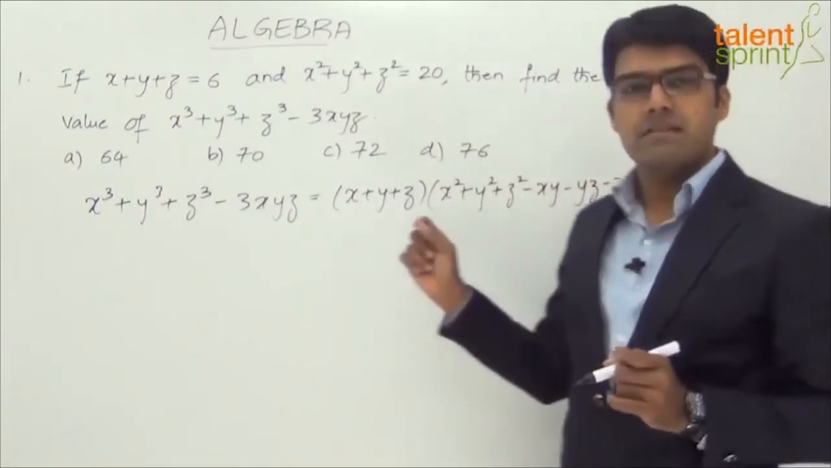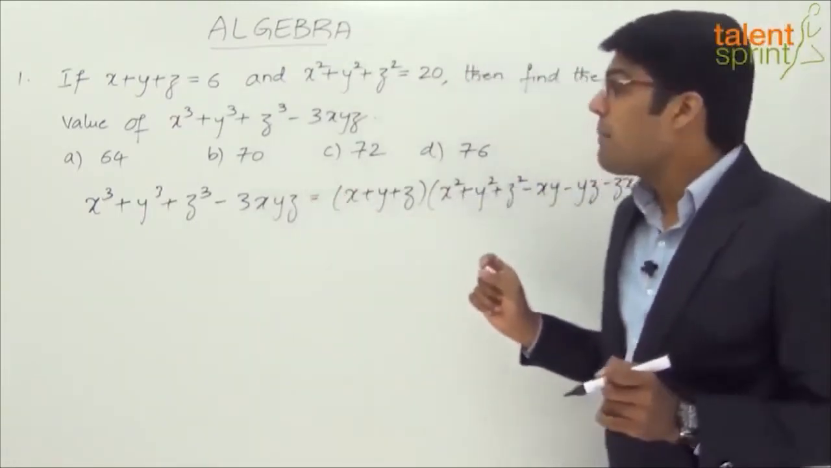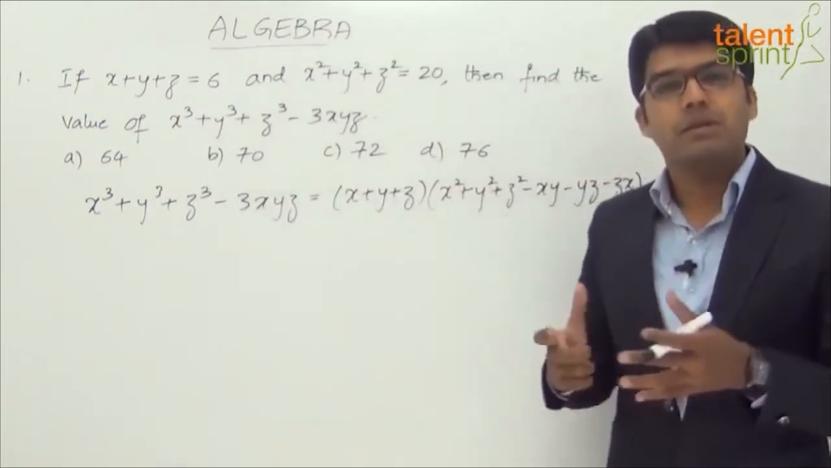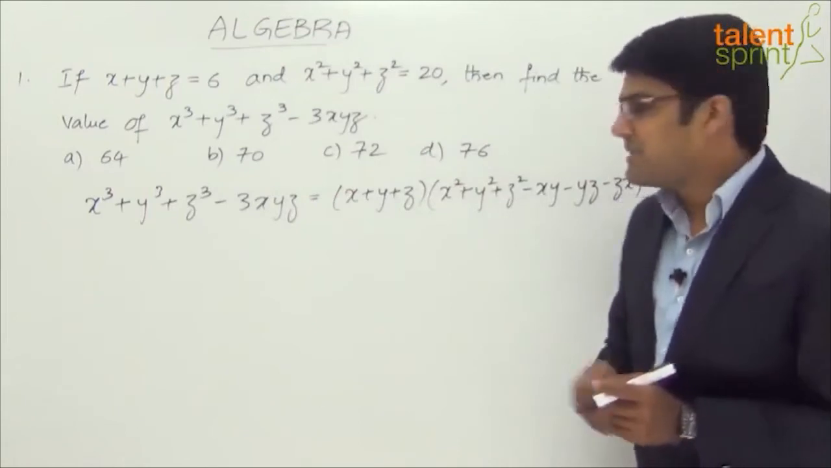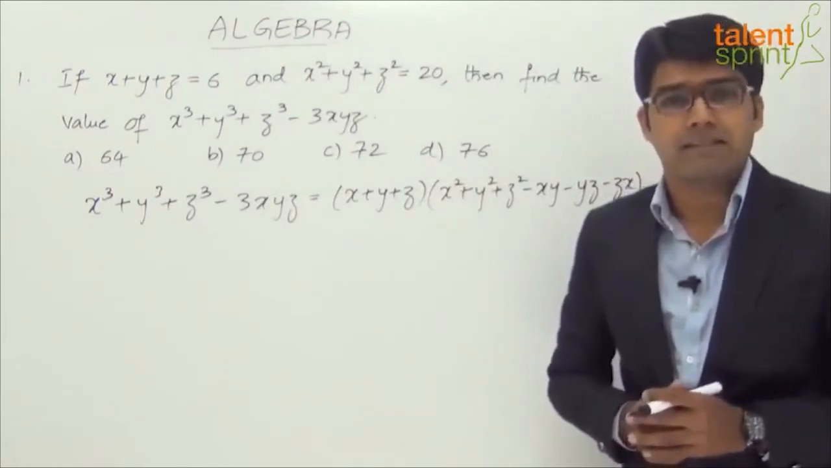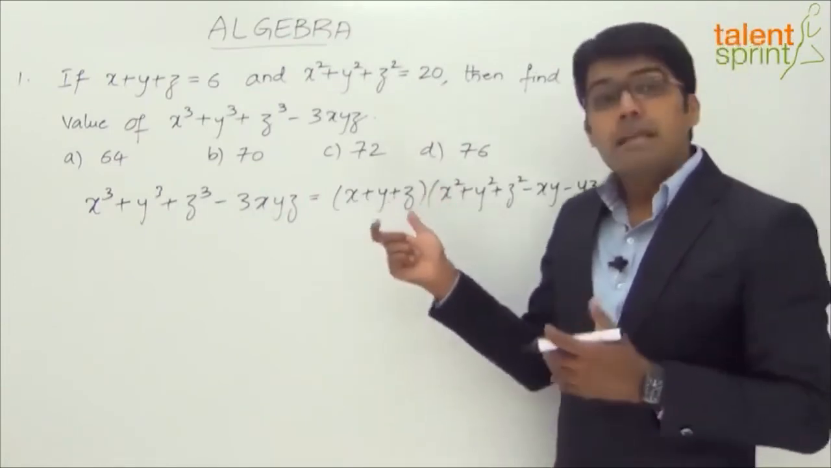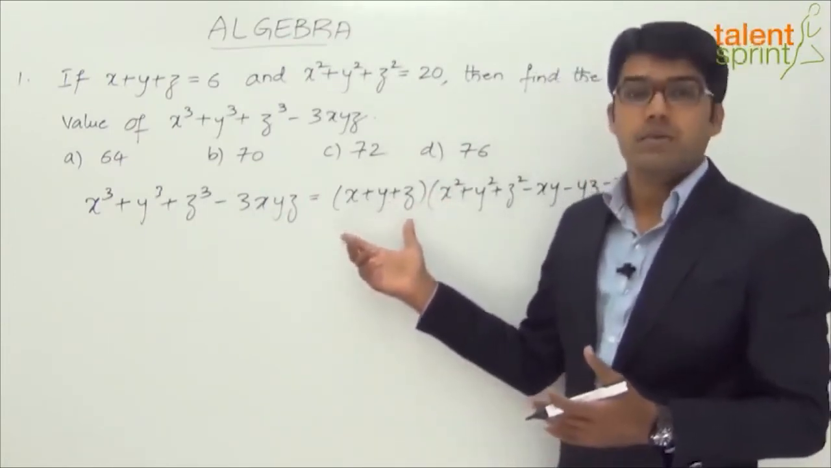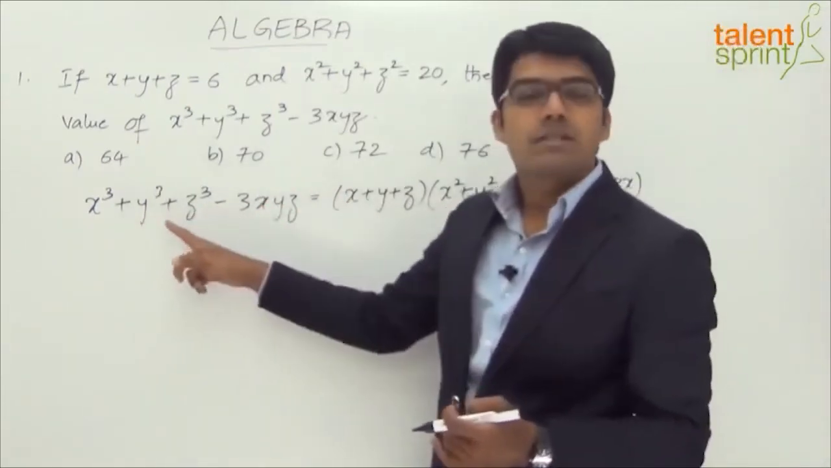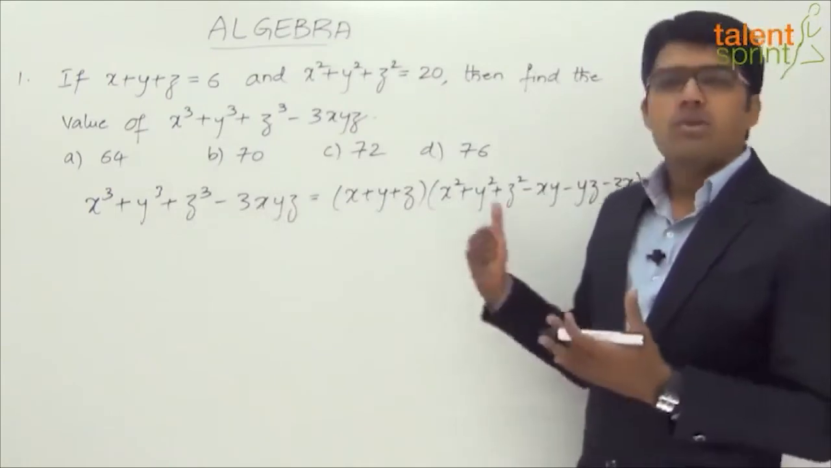Right? If you remember, there was an expression that we have learned, right? A cube plus b cube plus c cube minus 3abc will be equal to a plus b plus c into a squared plus b squared plus c squared minus ab minus bc minus ca. And there was an extension to this, which was if a plus b plus c equals to 0, or in this case if x plus y plus z is equal to 0, then what happens? X cube plus y cube plus z cube will be equal to 3xyz. However, the second part of it is not required.